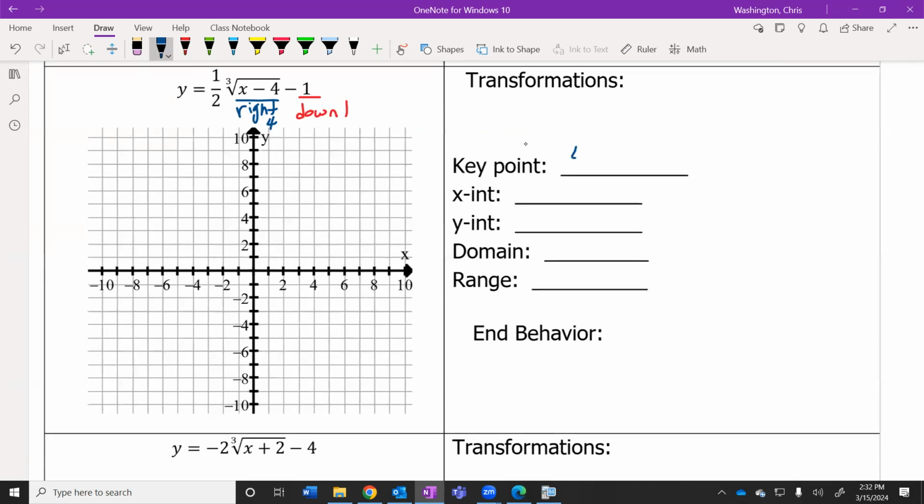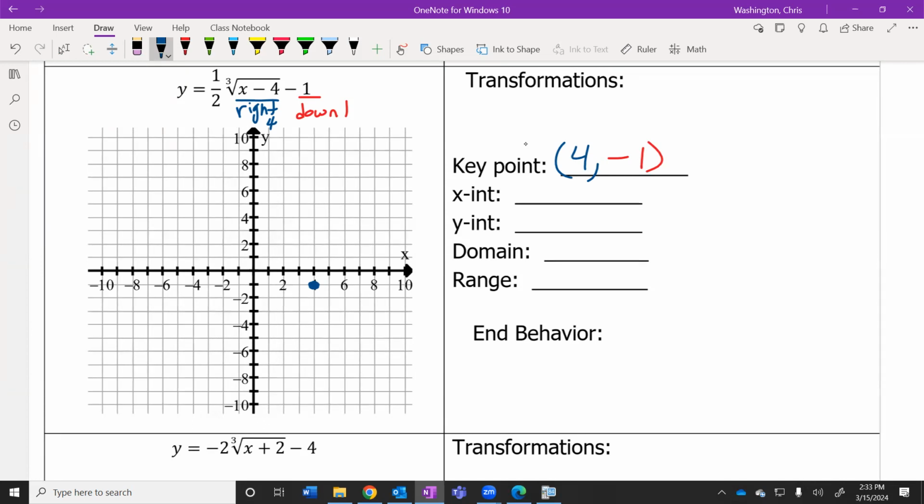But if we go right 4 and we go down 1, my key point is 4, -1. My key point would be 4, -1. That's going to be that point that was in the middle of the graph. Like we said, half goes to the right, half goes to the left. This point now, right 4 and down 1, is going to be that middle point. Should we put that by 1/2 or now? We will. We're about to talk about that in just a second. So that's just that key point.